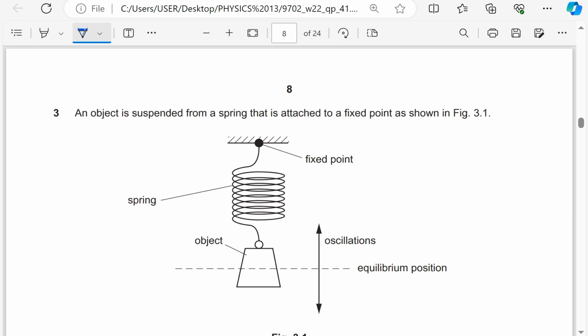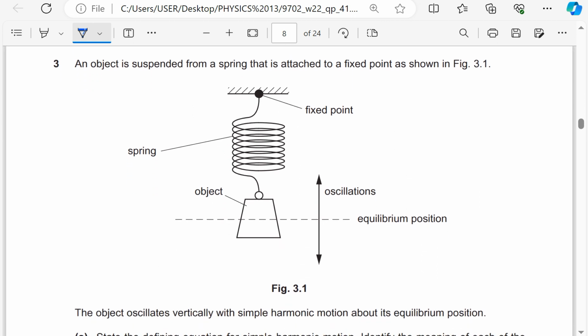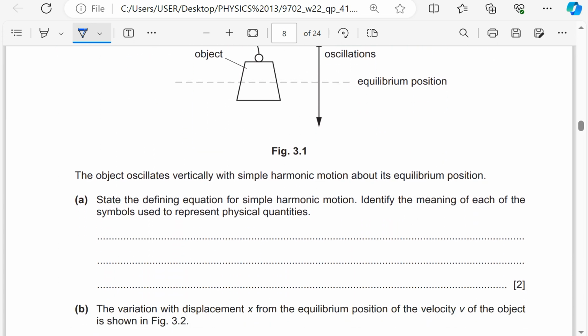I think the next is simple harmonic motion. An object is suspended from a spring that is attached to a fixed point as shown. Okay, so this is the equilibrium position. The oscillations are vertically up and down. The object oscillates vertically with a simple harmonic motion about its equilibrium position. State the defining equation for simple harmonic motion. Identify the meaning of each of the symbols used to represent a physical quantity.